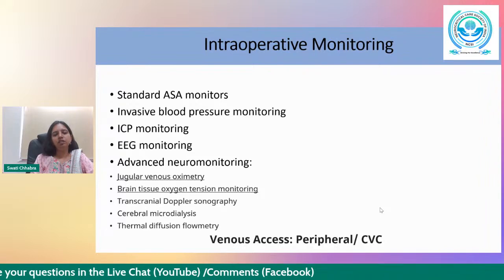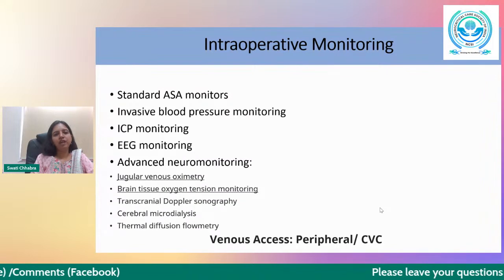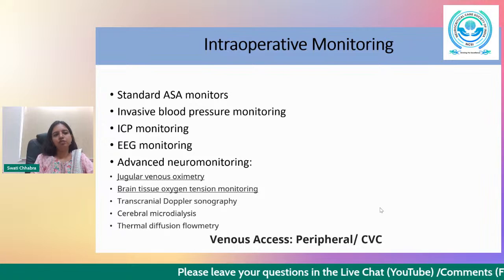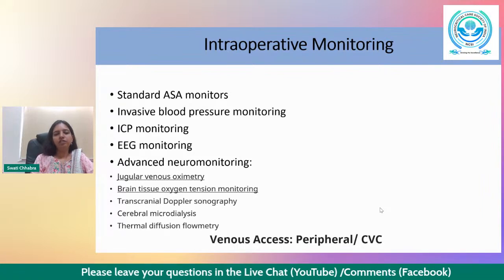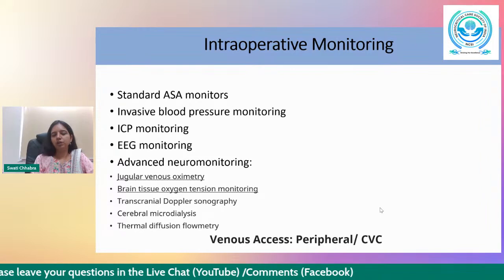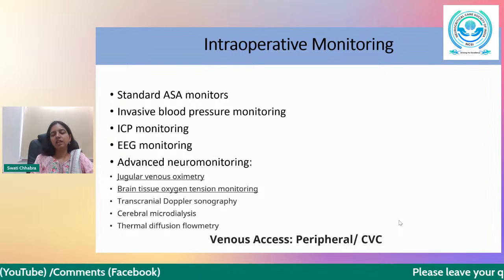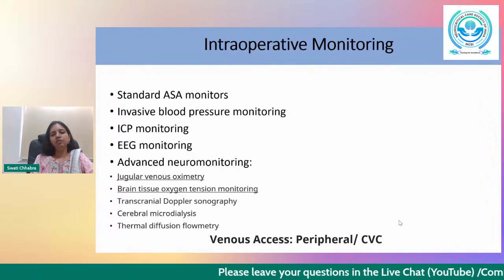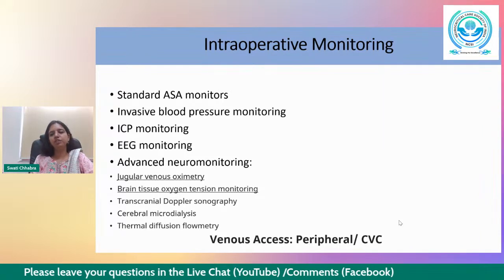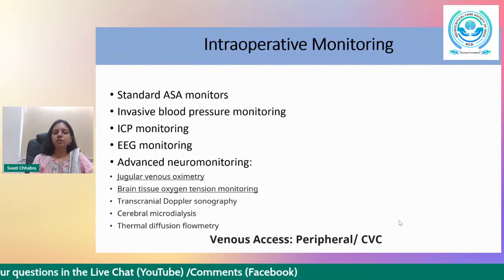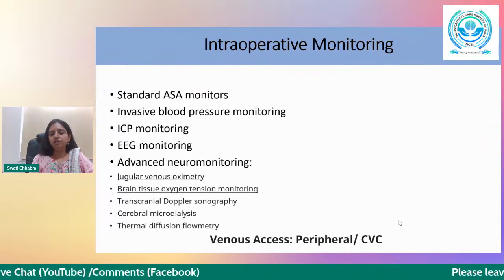And we could think about advanced neuromonitoring depending on the patient's condition. If it's refractory raised ICP, which is refractory to all the mechanisms, we can have a jugular venous oximetry already in place, or brain tissue oxygen tension monitoring so as to titrate the hyperventilation which is required. As far as venous access is concerned, we should not waste time taking a central venous catheter if we already have a good peripheral IV access. And usually the CVC, central venous catheter, can be taken after the decompression is done, before shifting the patient back to ICU for vasopressor institution or just for the venous access.